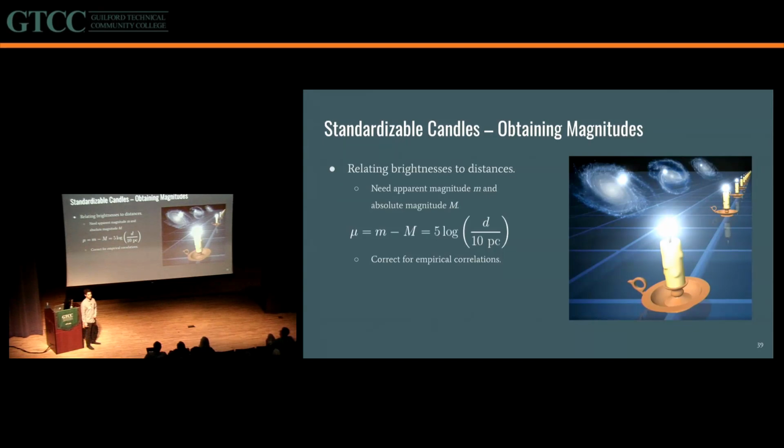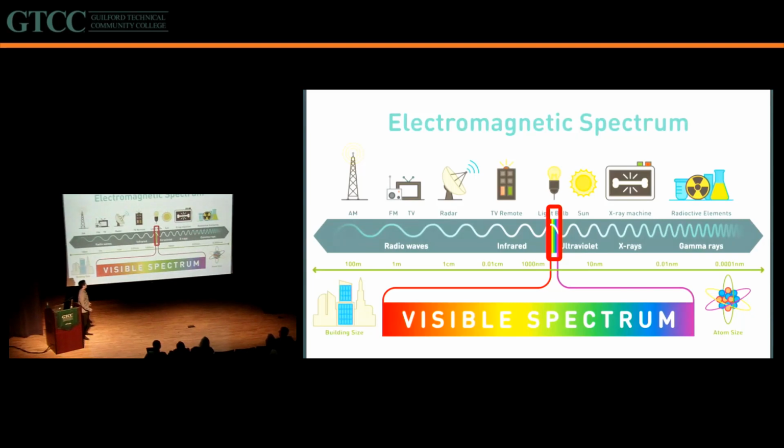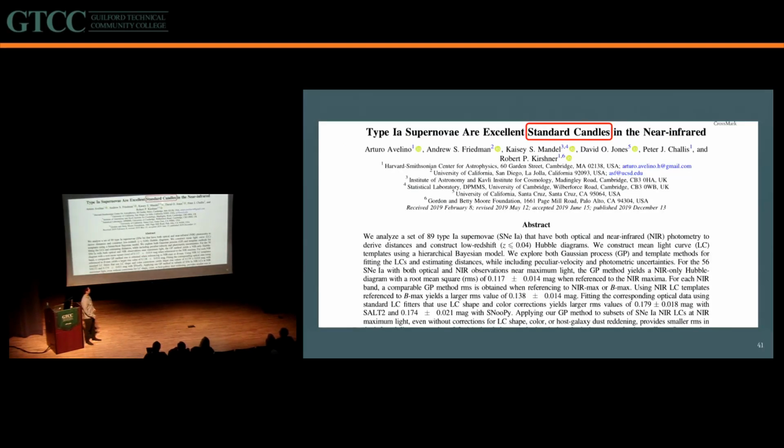I showed you this slide before. I told you we've understood Type 1a supernovae as standard candles. What I'll tell you now is that they're standardizable because we have to correct for a few effects due to dust, due to how quickly the supernova fades or stays bright. But instead of observing in the visible here, if we instead observe over here in the near infrared, the NIR, we've found them to be standard candles, not standardizable, standard candles in the near infrared.